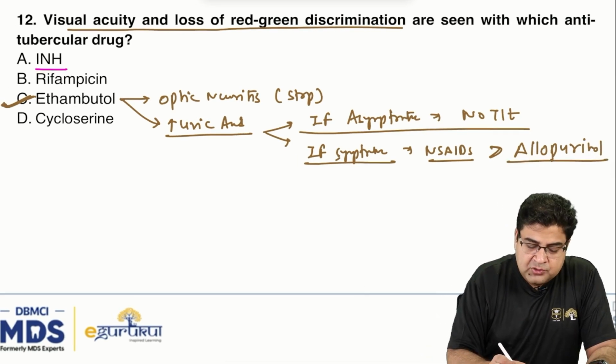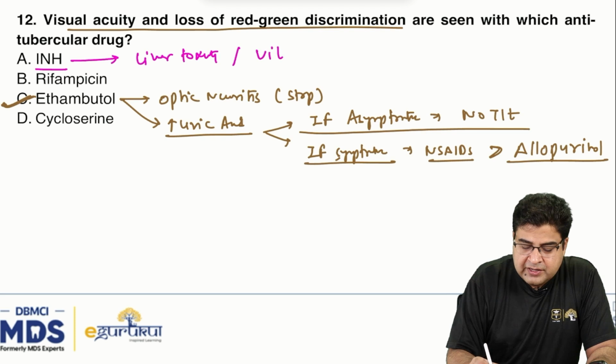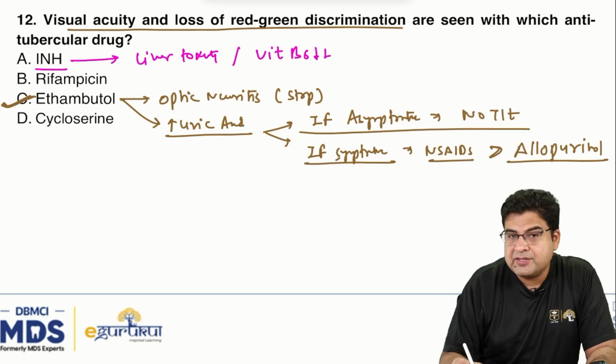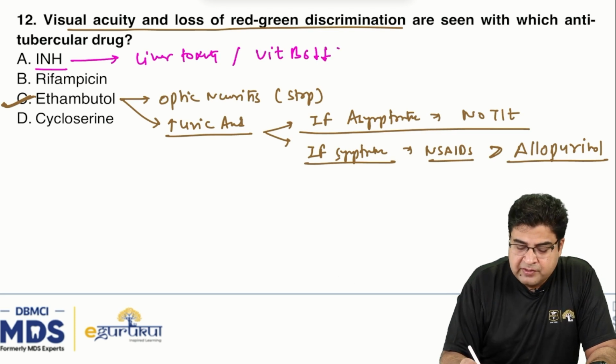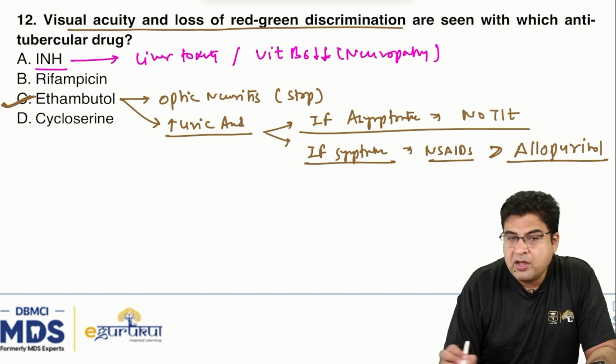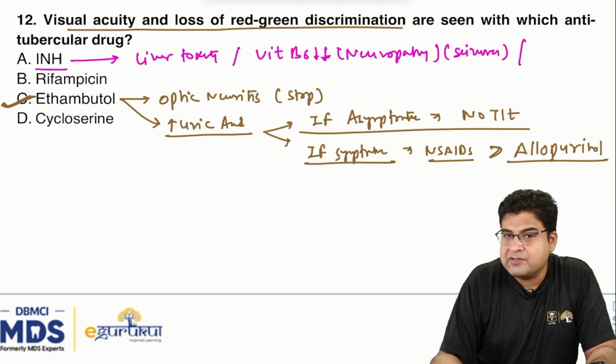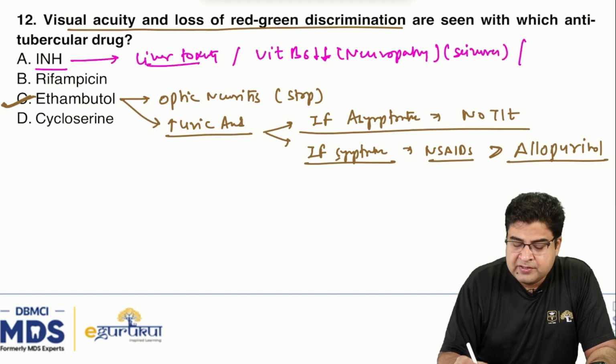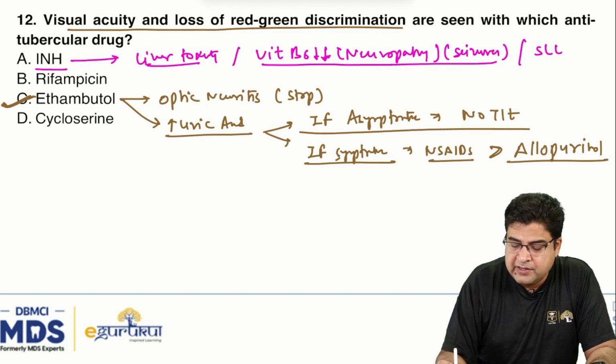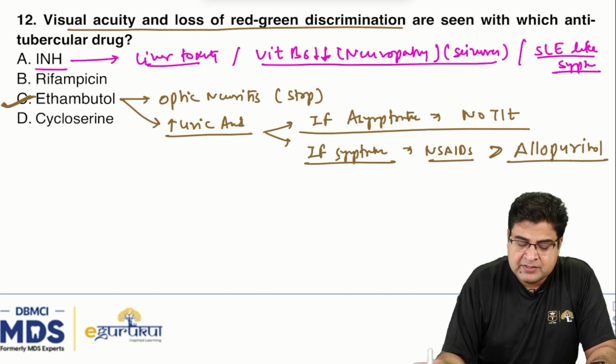Now, isoniazid is a medicine. This medicine can cause three important side effects. One is liver toxicity. Second is vitamin B6 deficiency. As a result of vitamin B6 deficiency, this medicine can result in neuropathy as a side effect. This medicine can also result in seizures as a side effect because of vitamin B6 deficiency. Third side effect is that this medicine can result in SLE-like symptoms.